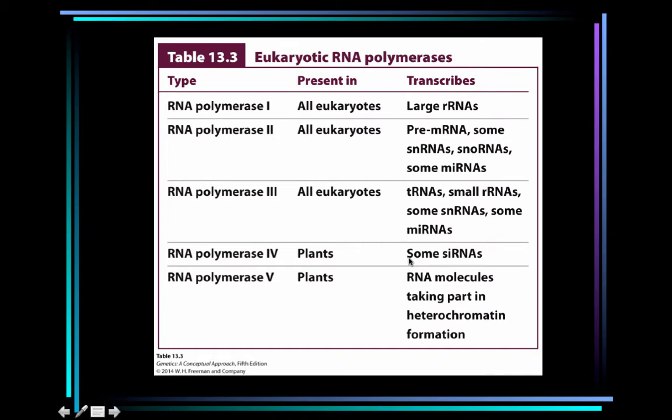RNA polymerase 4 is going to produce some siRNAs, or small interfering RNAs. And then RNA polymerase 5 is going to produce RNA molecules that take part in chromatin formation. So similar to DNA polymerase, where we have 5 different ones that we know of in DNA replication, eukaryotic RNA polymerases, we've got 5 different ones that are very specific to certain organisms and transcribe very specific types of RNAs.